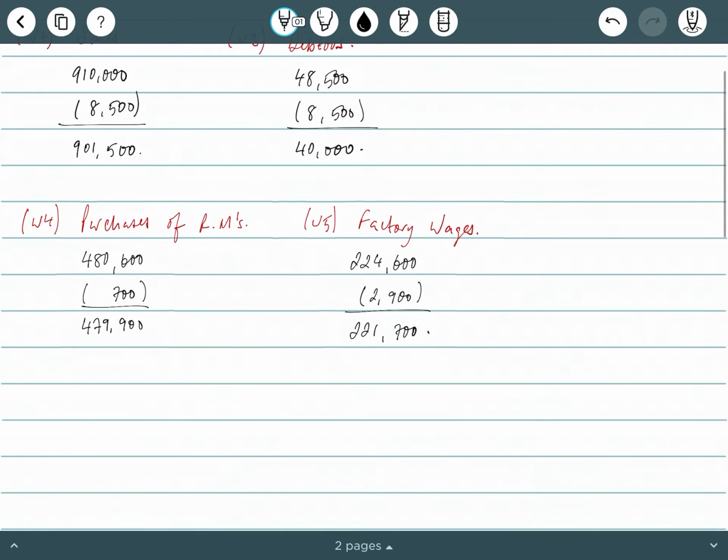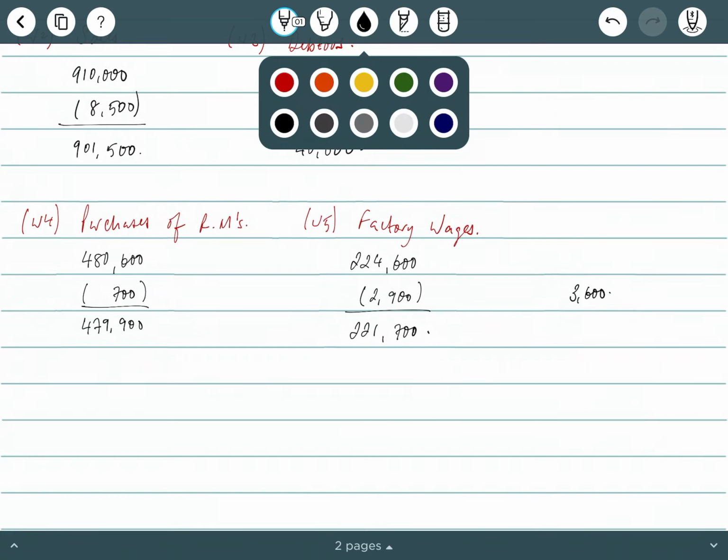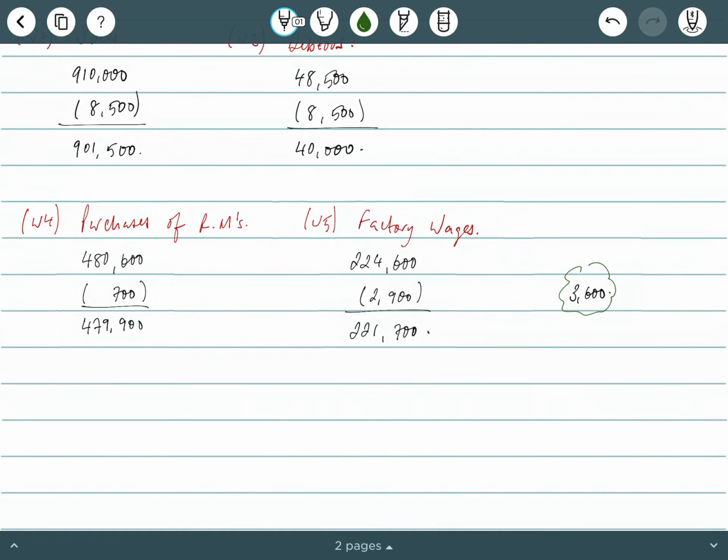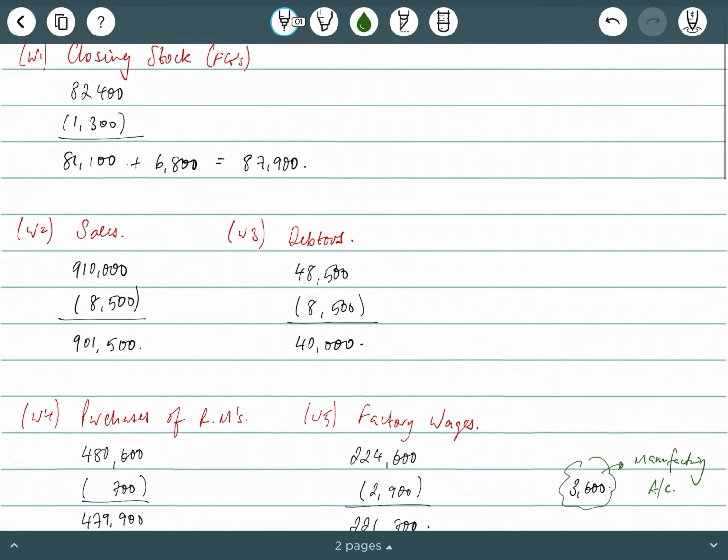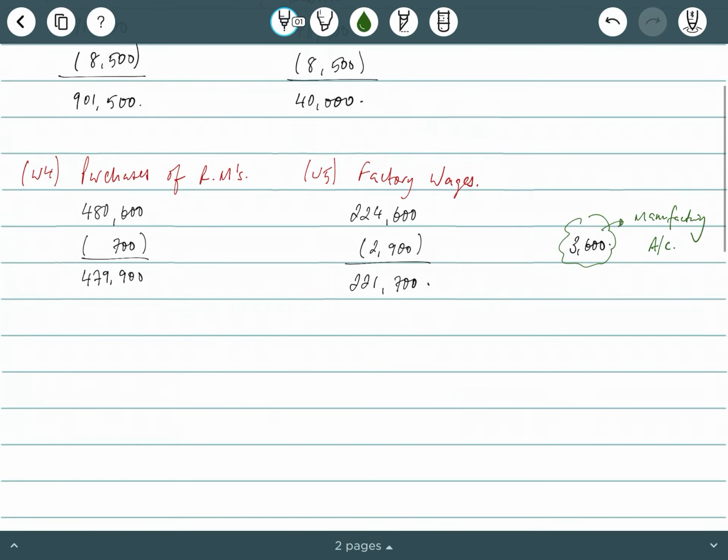Now you're probably wondering, where does the 3,600 go then? Well, very simply, it will go into your manufacturing account as just repairs. Factory wages will also go into manufacturing underneath direct factory wages, and purchase of raw materials will also go into your manufacturing account. We know where sales, debtors and closing stock will go. Moving on to the next adjustment, which is adjustment 4.